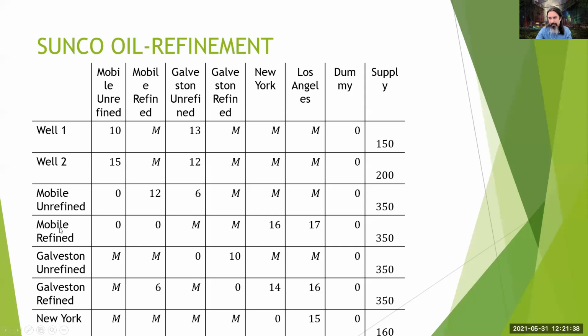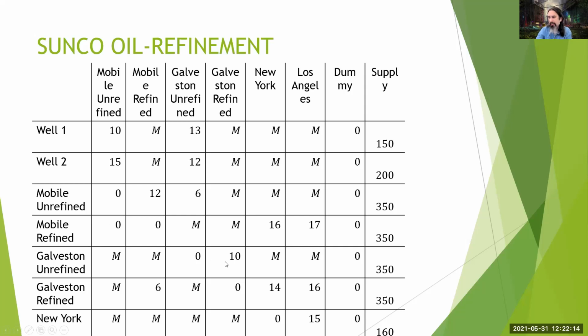So from Mobile refined, I can send them to New York or Los Angeles. So from Galveston, again, unrefined, I can only refine it, or I can only keep it. I don't have any other options. So Galveston cannot be a transshipment point because it doesn't send anything to Mobile over here. Mobile is a transshipment point, but Galveston is not, because it doesn't send. It's actually a transshipment point because it accepts from well 1 and well 2, but it's not a transshipment point when compared to Mobile. It doesn't accept anything from Mobile. It's an operation point only.